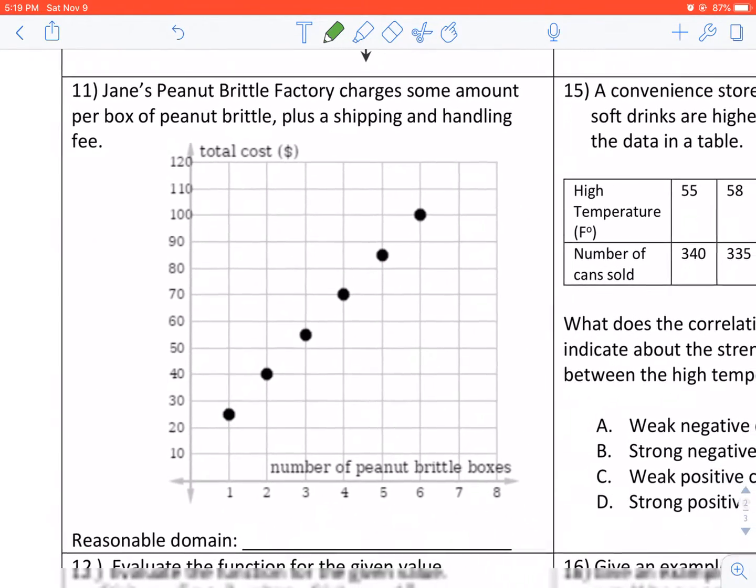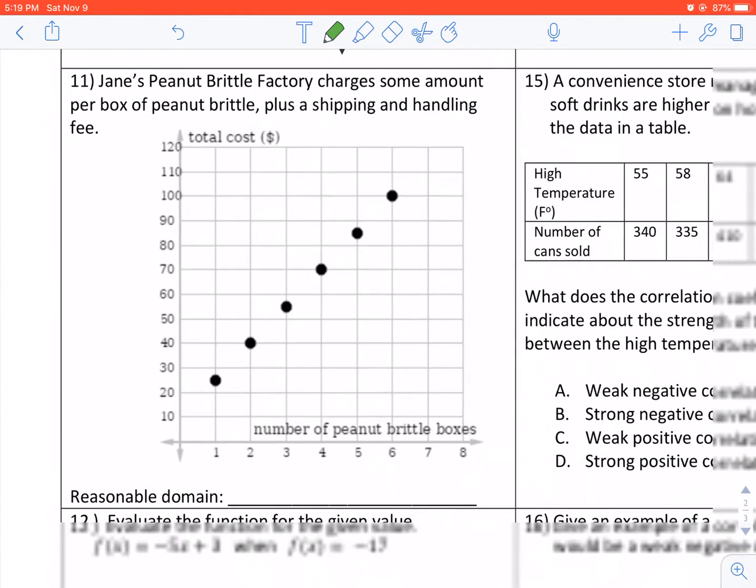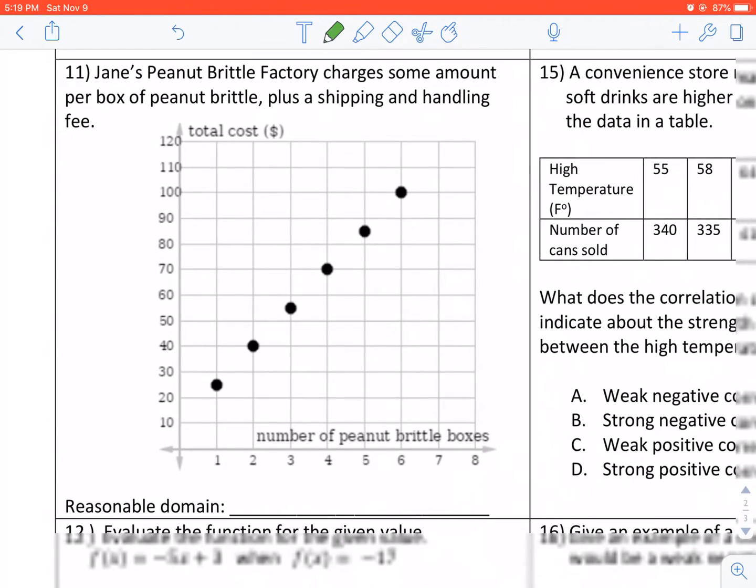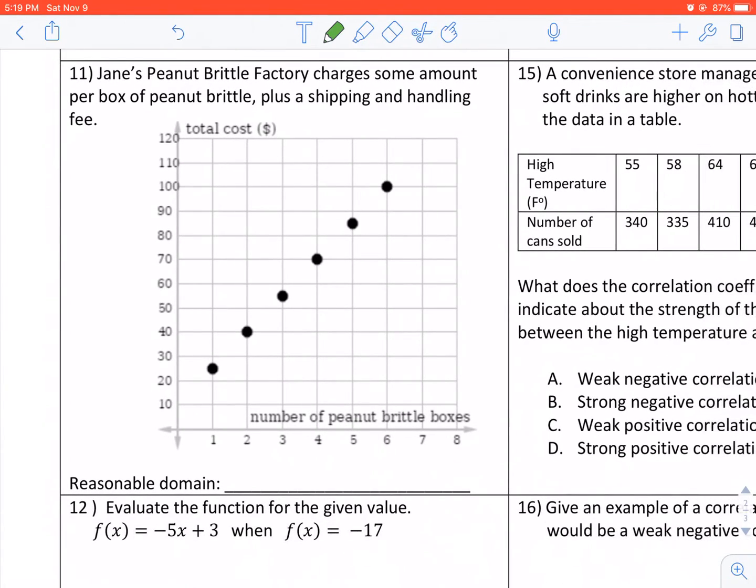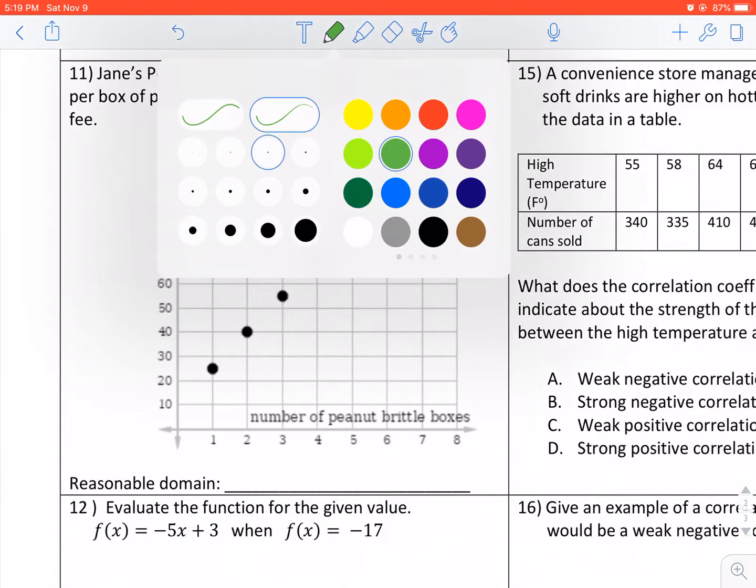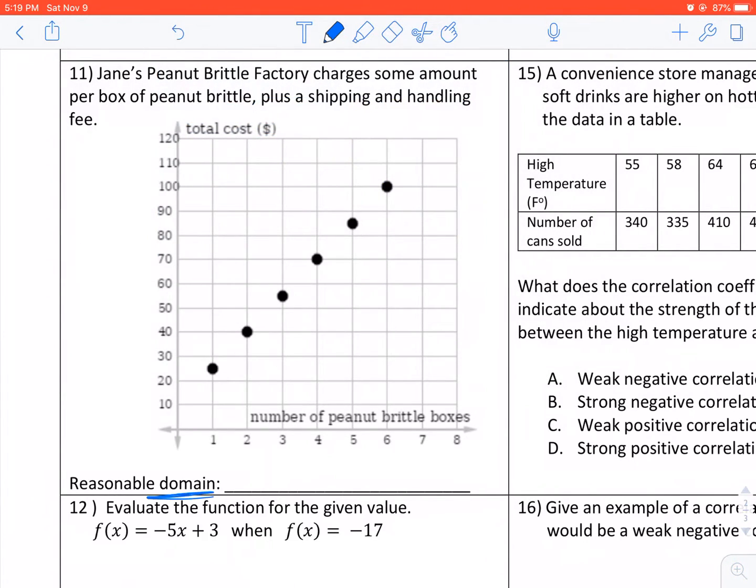Number 11, Jane's Peanut Brittle Factory charges some amount per box of peanut brittle, plus a shipping and handling fee. And then the question is asking for your domain. So when it's talking about domain, that's our X value. We can remember Dr. XY. Domain goes with X. So the answers are going to be off your X-axis.